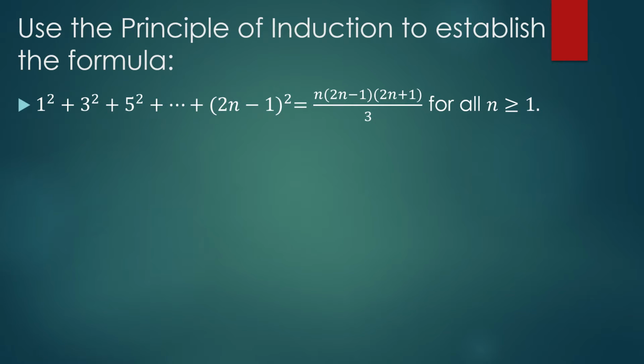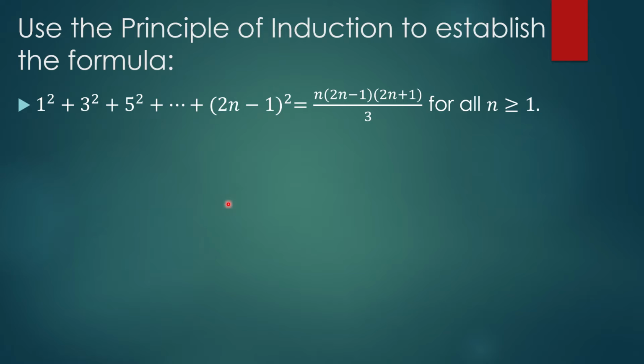Let's start with a given problem. 1 squared plus 3 squared plus 5 squared plus ellipsis plus the quantity of 2n minus 1 squared is equal to n times the quantity of 2n minus 1 times the quantity of 2n plus 1 all over 3 for all n greater than or equal to 1.